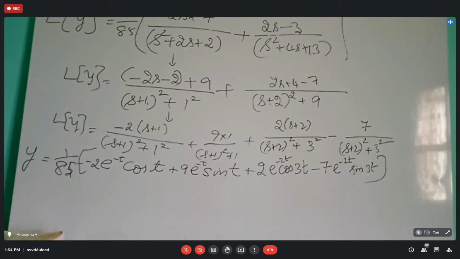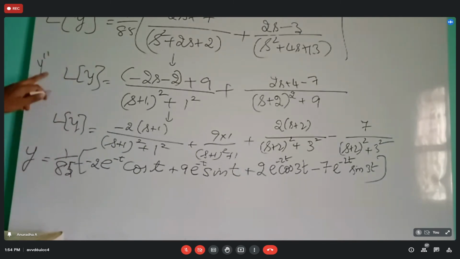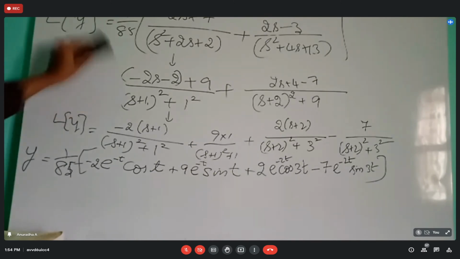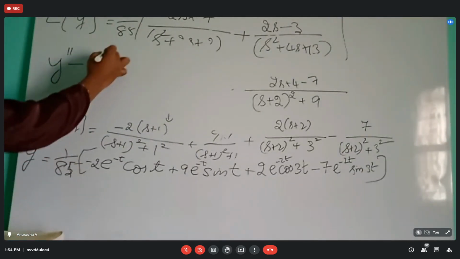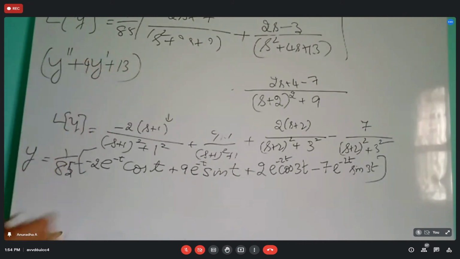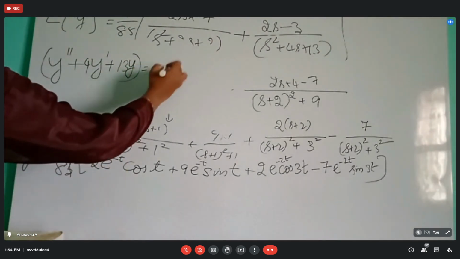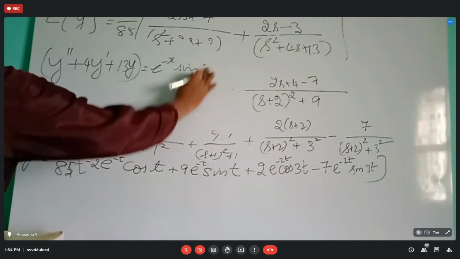They will give the question as capital D like what I gave, or d square y by dt square, or they give it as y double dash. This is easy to type actually than writing dy by dt. For the same question they will give like this also. Solve y double dash minus y dash plus 4y dash plus, what was that, 13y. Like this also they will give, equal to e power minus t sin t or x sin x.